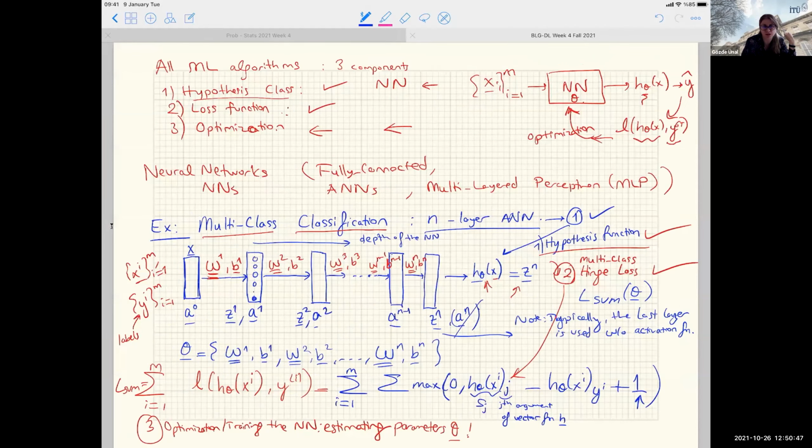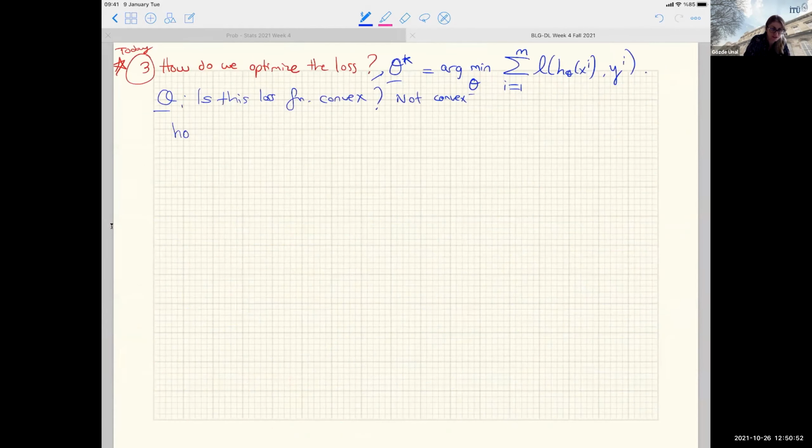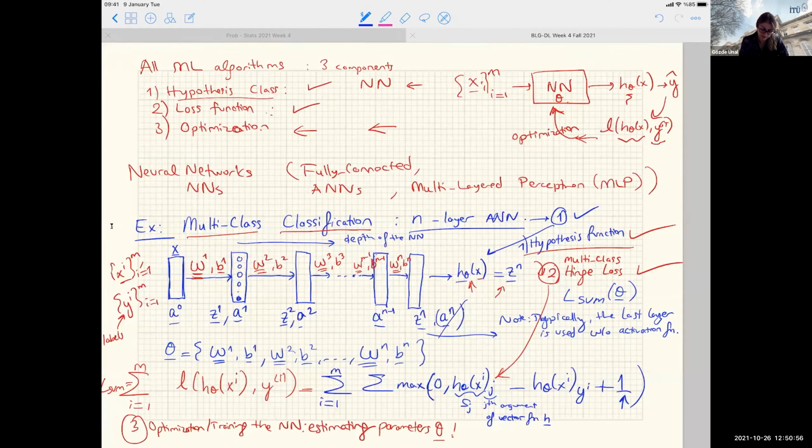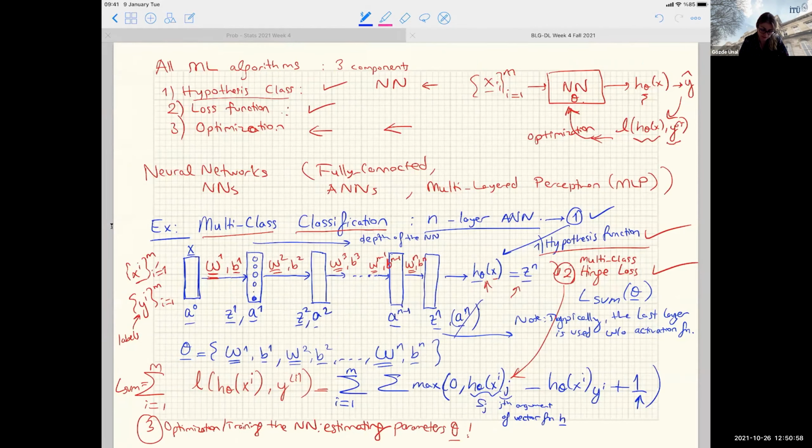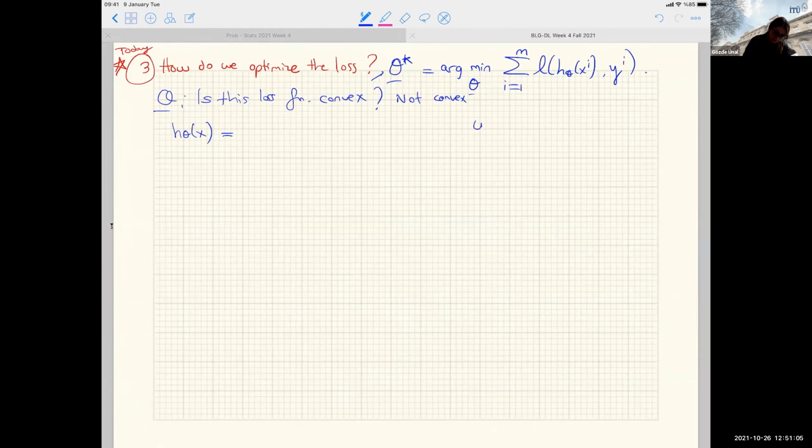Actually, maybe we could write the hypothesis. h_theta(x) is like, remember, just do the math here, right? Each of these guys is like this. So I can just start somewhere here. Takes the first one, a^0 or x, plus, for instance, for one of the instances, plus b1. So it goes through an activation, let's say for the first one.